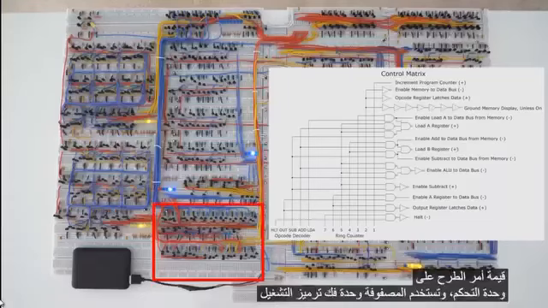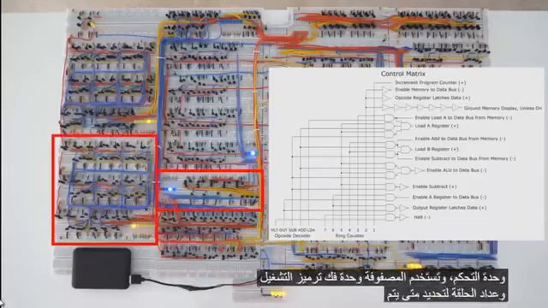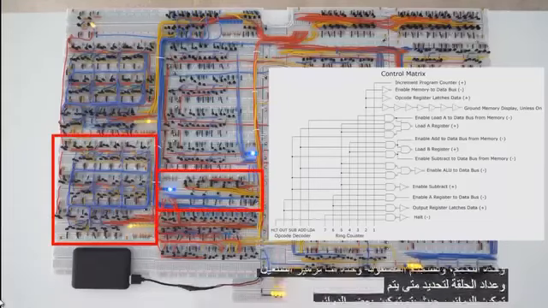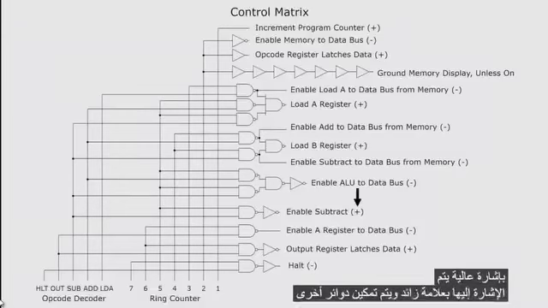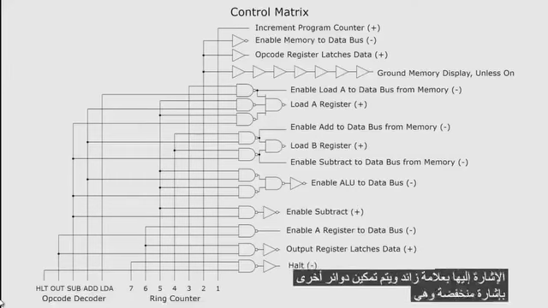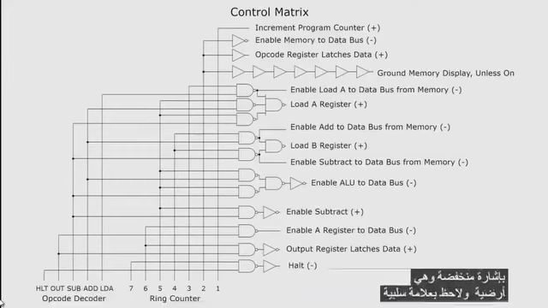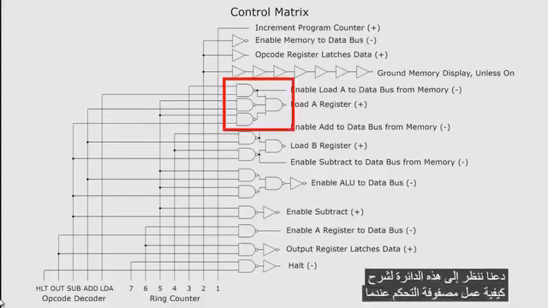The control matrix uses the opcode decoder and ring counter to determine when to enable circuits. Some circuits are enabled with a high signal, which is noted with a plus sign. Other circuits are enabled with a low signal, which is ground, and noted with a negative sign. Let's look at this circuit to explain how the control matrix works.